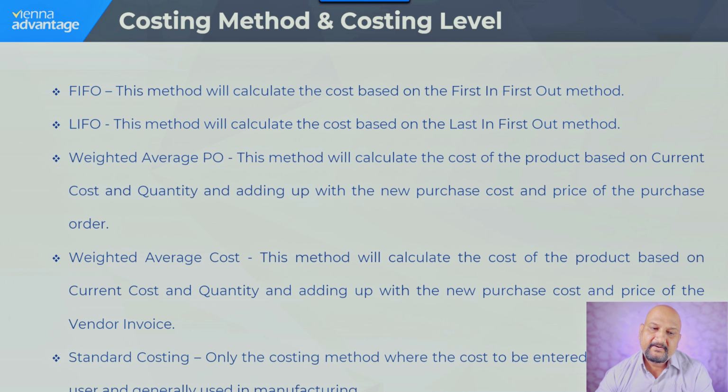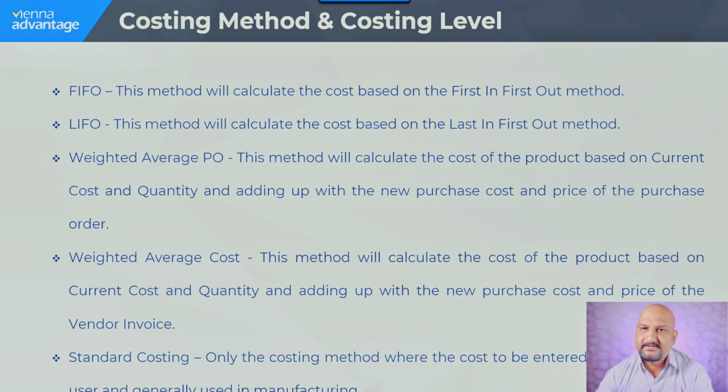Thereafter, we have weighted average PO and weighted average cost. These are also known as moving average PO and moving average cost. Now, this method calculates the cost of the product based on current cost and current quantity. So it means if you have, let's say, 10 quantities available in stock with a cost of 5 rupees or 5 USD.